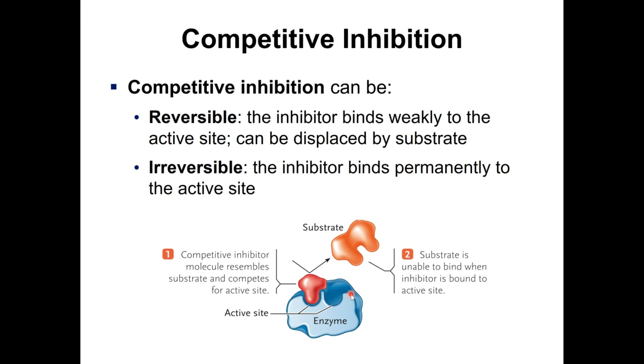Now, they can do it in two different ways. They can either bind in a weak way, and so they can actually be displaced by the substrate. They can bind and be released, so the substrate can bind sometimes. They still slow down the reaction. In that case, they're referred to as reversible competitive inhibitors.